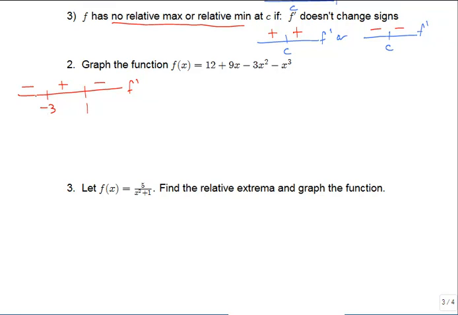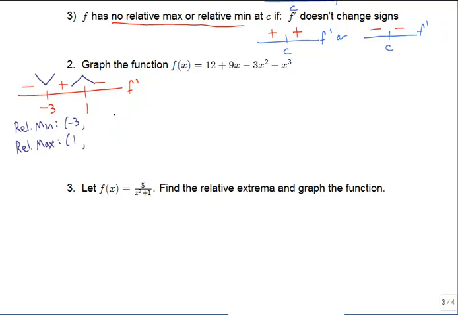At -3, I'm negative on the left. That means you're falling on the left and then you're rising on the right. So that is a little minimum right there. So we have a relative min when x is -3. If we look at 1, we're positive on the left, which means we're rising on the left side of 1, and then we're negative on the right, which means we're falling after the 1. So here we have a relative maximum. So we have a relative max when the x value is 1.